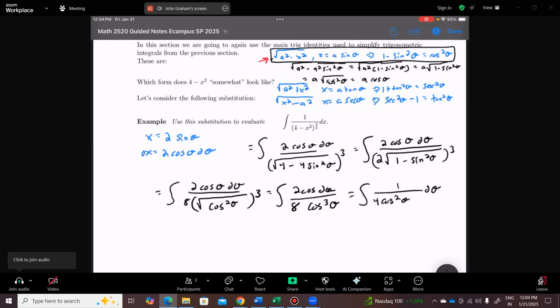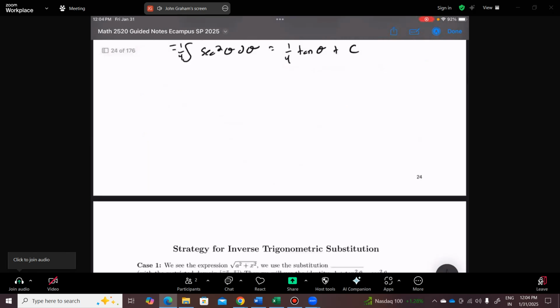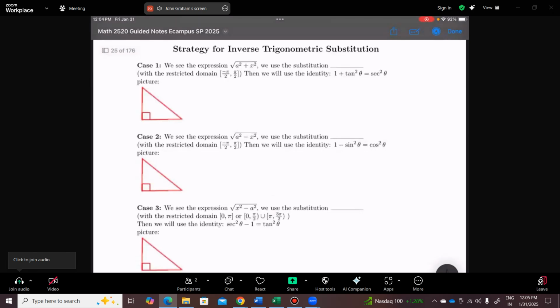And we can write this now as 1 over 4 times the integral of secant squared theta d theta. And the integral of secant squared is tangent. So you have 1/4 tangent theta plus c. A lot of steps, but if you follow it all, it will help solve these.